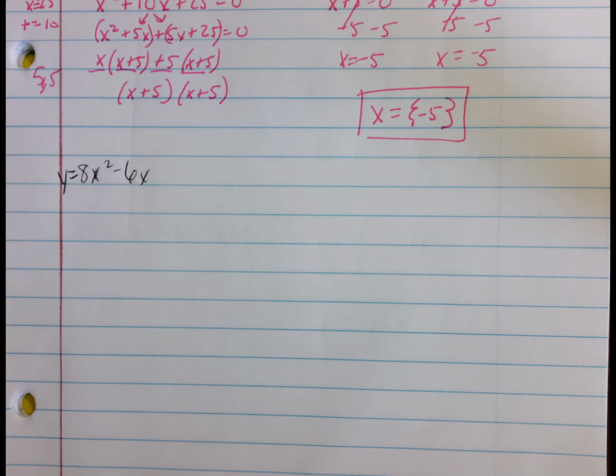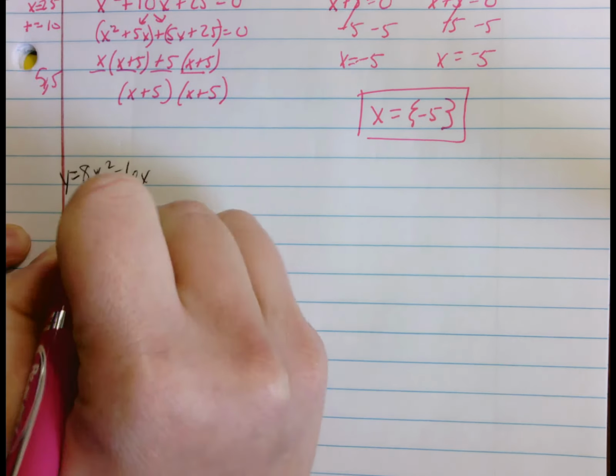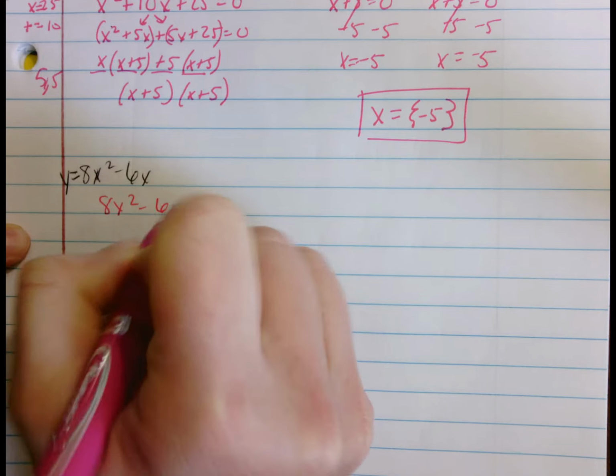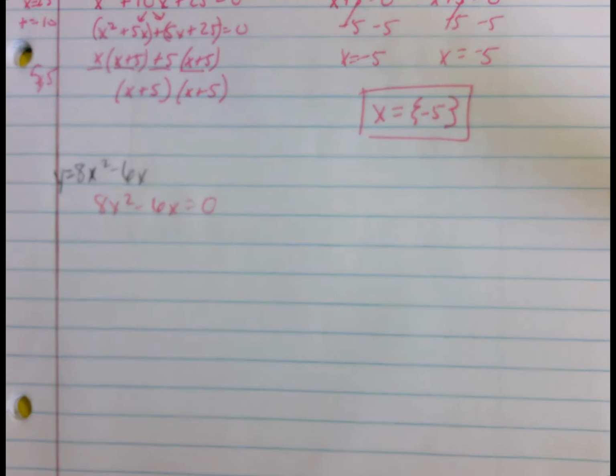So I've got a few more examples here of solving a quadratic, and I want to go ahead and go through those examples. This first one we have here, y equals 8x squared minus 6x. So the first step, of course, is to set that equal to 0. So we're going to do 8x squared minus 6x is equal to 0. And then we need to factor it.